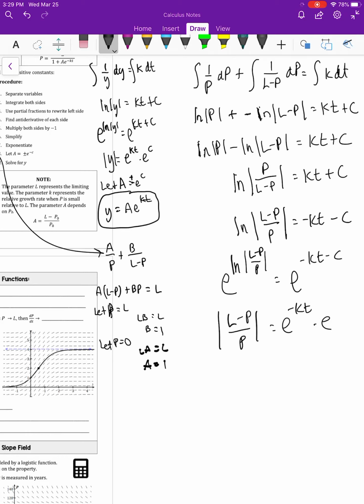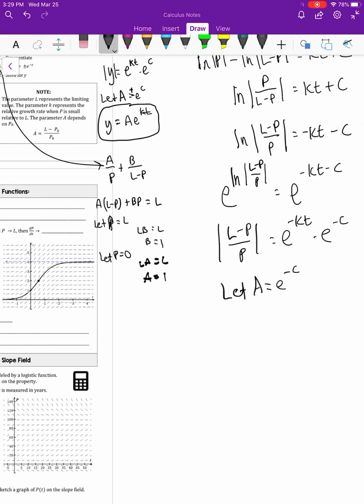And this becomes absolute value of L minus p over p equals e to the negative kt times e to the negative c. And we're going to let a equal e to the negative c. So our L minus p over p is equal to a times e to the negative kt.